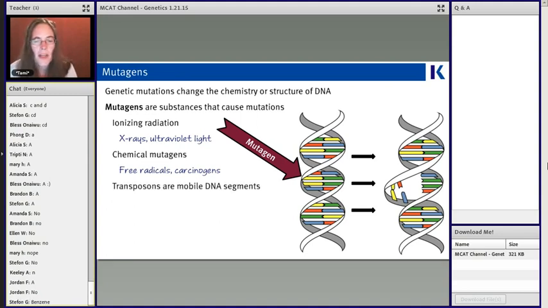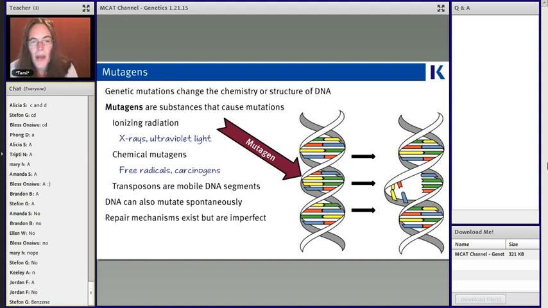There are other ways that this could happen. We could have transposons. Transposons are DNA segments that can move, so they're mobile DNA fragments. We also have spontaneous mutation. Sometimes we have problems with the proofreading of our DNA polymerase. Mistakes happen. But we do have good repair mechanisms that exist. They're not perfect, but they're good. They're there, but they're not perfect.